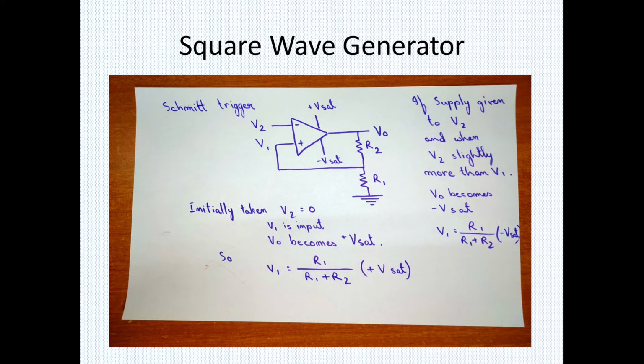And if a supply is given to V2, and when V2 becomes slightly more than V1, then the output voltage V0 will change from the positive saturation voltage to the negative saturation voltage, and we'll write it as V1 is equal to R1 by R1 plus R2 multiplied by the negative saturation voltage.